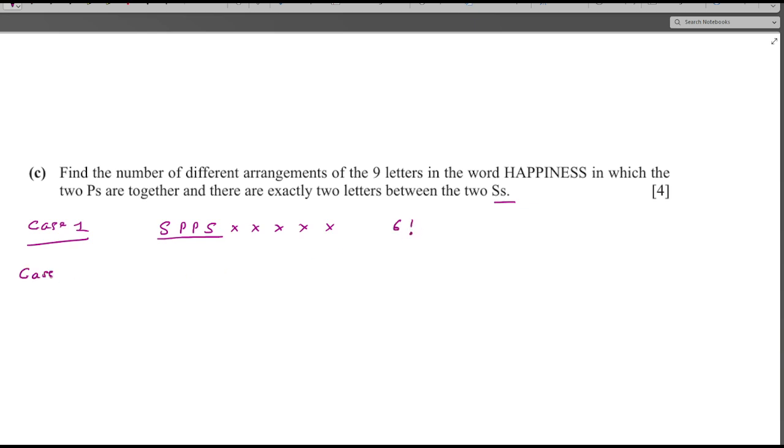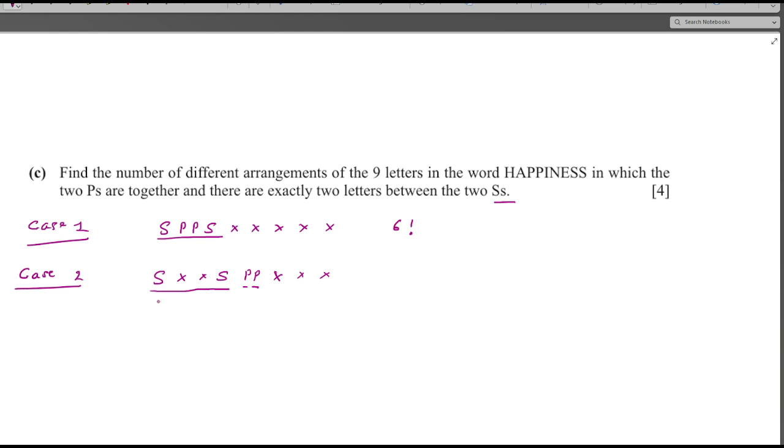This is your case 1. Now case 2 is that between the two S, this time you have two alphabets other than P, and then the two P's are outside. So this is one arrangement. Then we have the P's together, so they are like this. And then we have three more alphabets, so 1 2 and 3.